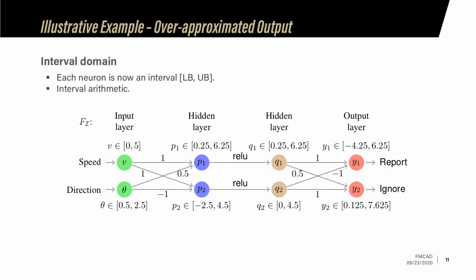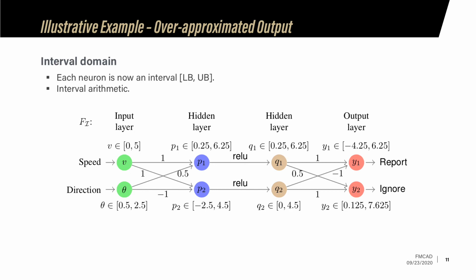Let's come back to our illustrative example, where we use the simplest interval domain to demonstrate the computation of over-approximated outputs. Note that the interval domain here is only used for illustration. In the paper, we did use some more sophisticated abstract domains in the evaluation. In the interval domain, each neuron is now maintaining an interval of lower bound and upper bound, rather than the concrete scalar value as before.